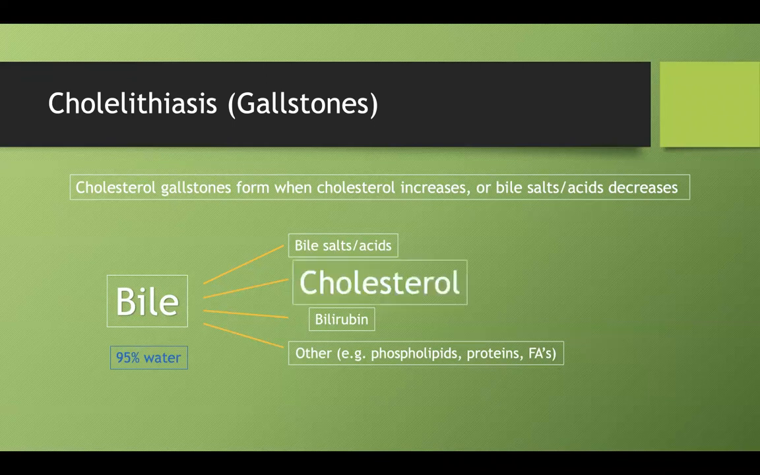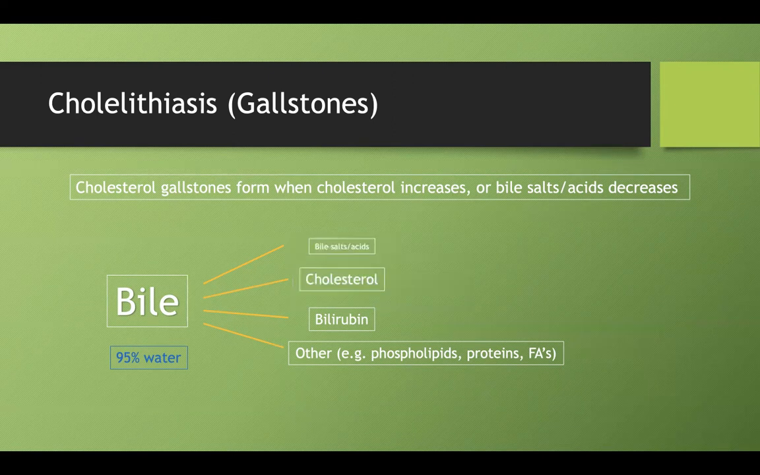So in the case of cholesterol gallstones, those can form in two different ways. You can either get a ton of cholesterol in your bile, which will supersaturate your bile and predispose you to cholesterol gallstones, or you can have it where your bile salts or acids decrease. Technically, if your water decreases, like if you're really dehydrated, you're at risk for both cholesterol and bilirubin stones. But just for this example, this is fine. Either high cholesterol or low bile salts will cause cholesterol gallstones.